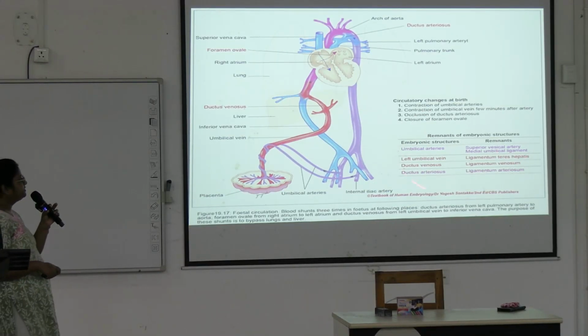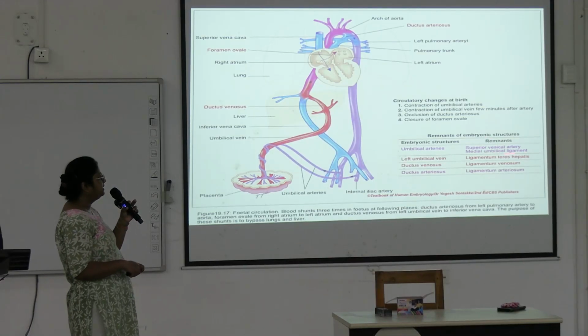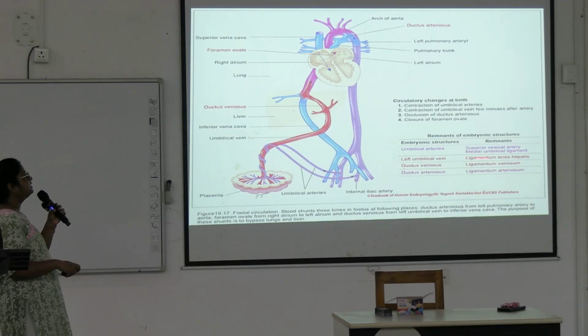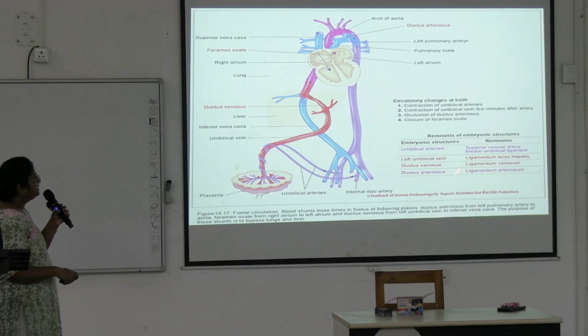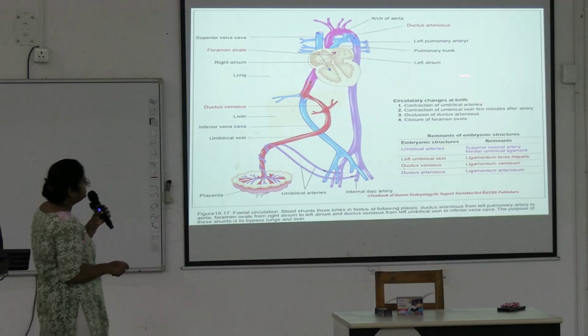Embryonic structure: umbilical arteries will form the superior vesical artery and median umbilical ligament. The left umbilical vein forms the ligamentum teres hepatis. The ductus venosus forms the ligamentum venosum, and the ductus arteriosus forms the ligamentum arteriosum. And these changes occur at birth.